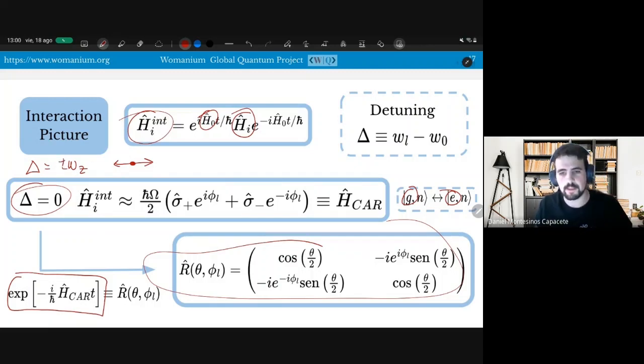So you can find that there are other types of transitions. This is called the carrier transition, but depending on this detuning, you can find other transitions that you can also manipulate if you properly adjust the detuning using the frequency of your laser. Using these other transitions, you can move in these motional states. Just take note about that.